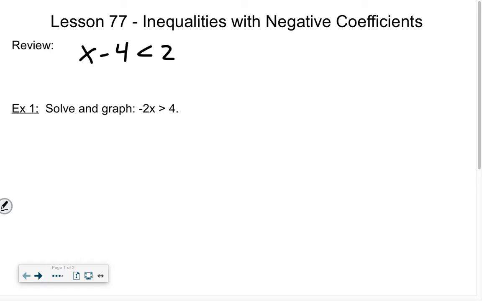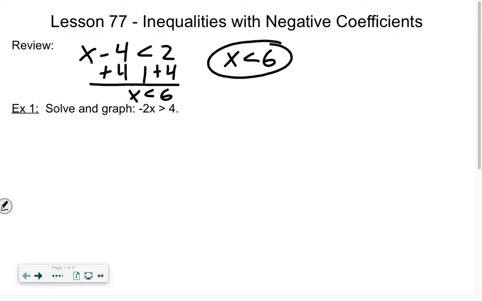We begin with the old-fashioned x minus 4 is less than 2 inequality. Fairly basic for what we've been doing so far. If we want to solve this inequality, essentially what we have to do is get x by itself. It's located on the left-hand side, which means we need to get rid of that minus 4. So we're going to have to add 4 to both sides. And we come up with x is less than 6.